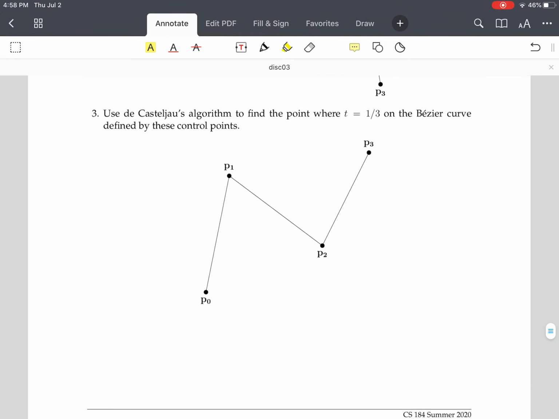This time t is equal to 1/3. Okay, so let's see what this one looks like. So once again, we start with linear interpolation. So p0, p1, let's go this time, instead of going halfway, we're just going to go 1/3 of the way. So maybe about there, and then about there, and then about there. Okay, so now we connect these up.